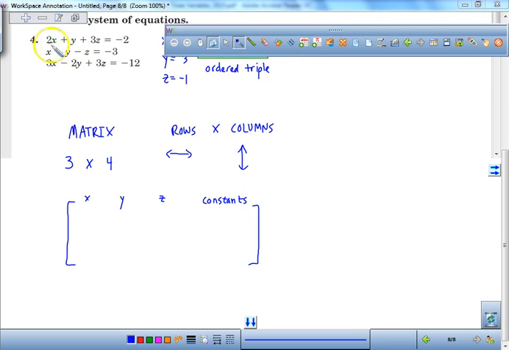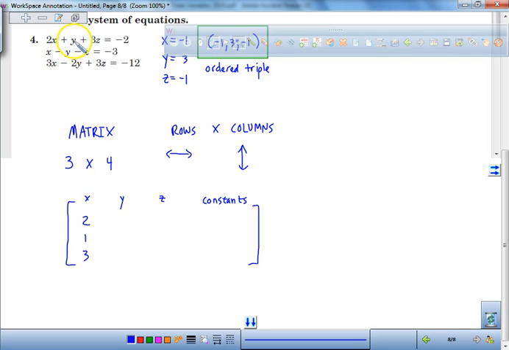All right, x's. So right here, you see we have a 2, a 1, and a 3, so I'm just going to put a 2, a 1, and a 3. Here we've got a 1, -1, and a -2. So I'm going to put 1, -1, -2. And here we have a 3, a -1, and a 3. So I'm going to put 3, -1, 3. And here we've got, this one's the easiest, -2, -3, -12. All right?